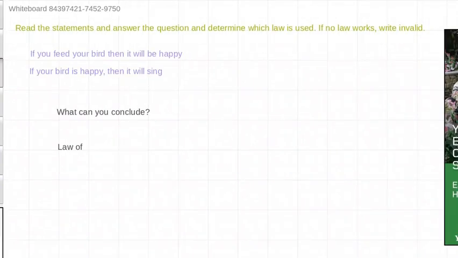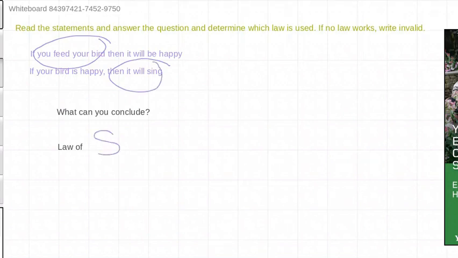If you feed your bird, then it will be happy. If your bird is happy, then it will sing. What can you conclude and what law is it? Well, I can conclude that if you feed your bird, then it will sing. And this is the law of syllogism.